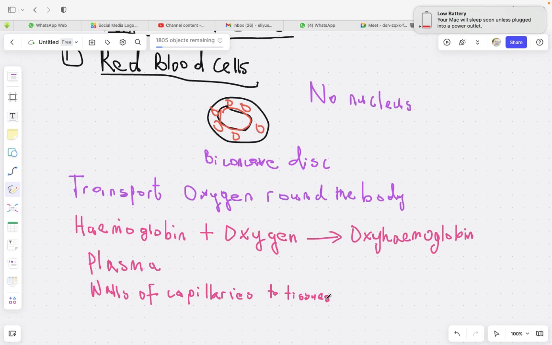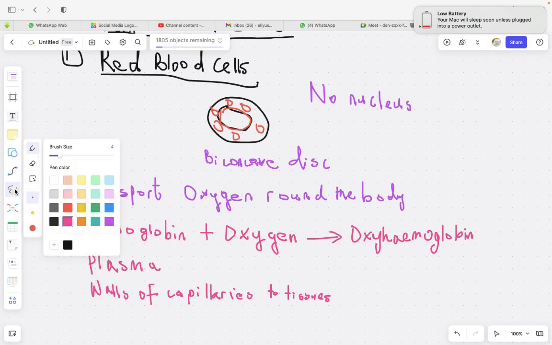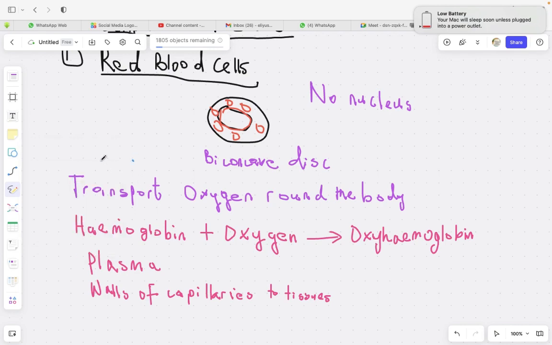Is that okay? Now, hemoglobin, first of all, the color of the hemoglobin. Let me just choose a different color. Hemoglobin itself is a bluish red. So we can say it's bluish red. This is the color of the hemoglobin. Hemoglobin is bluish red.